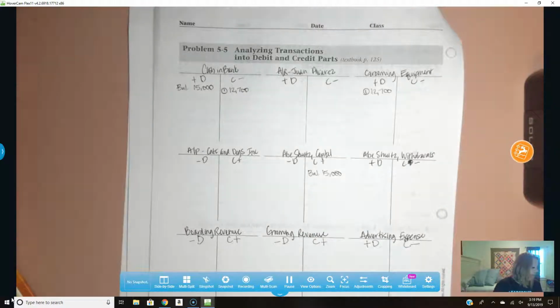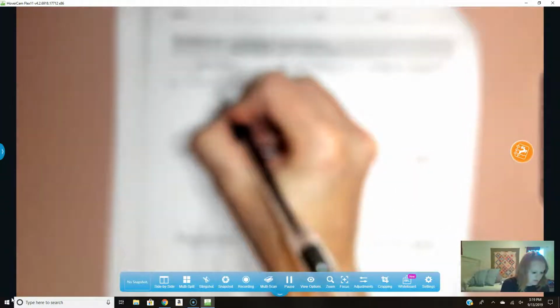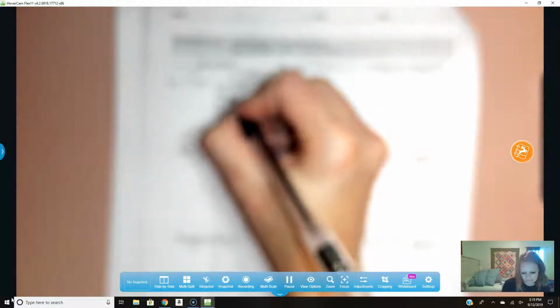Okay, number 2, we wrote check 284 for advertising for $125. So remember, anytime we write a check, we are decreasing cash in bank. 125.